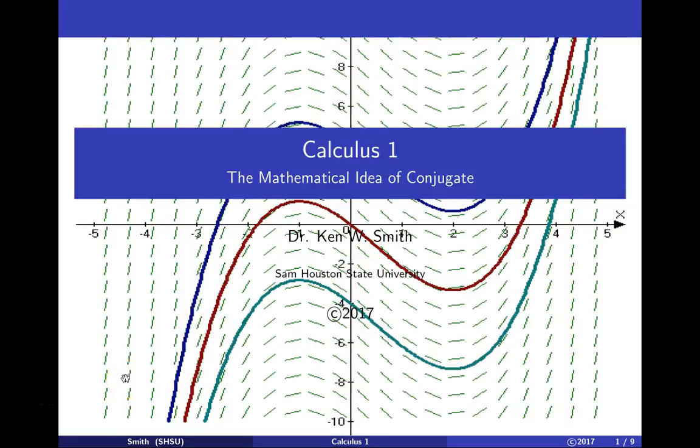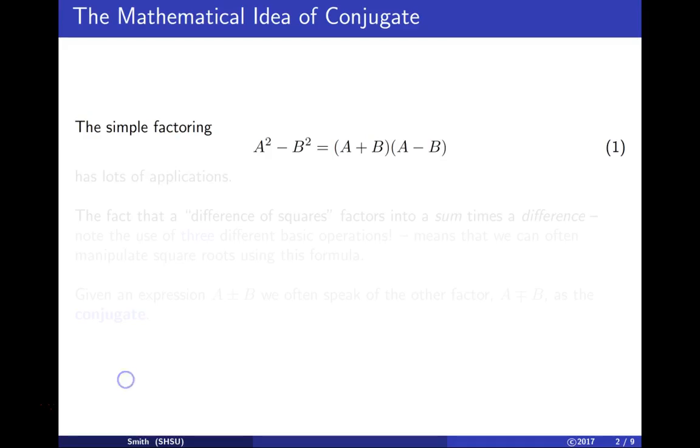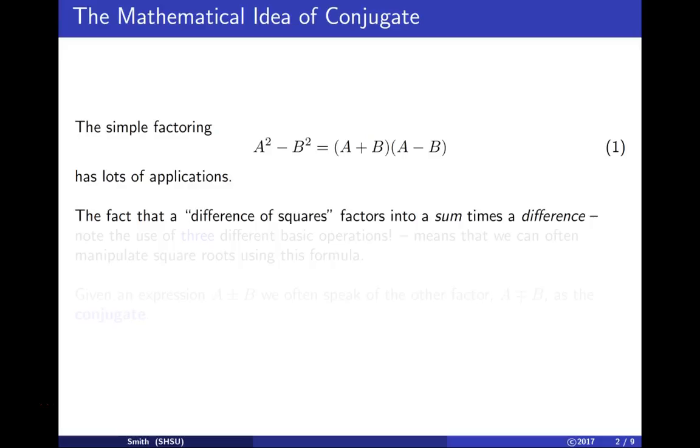In this short lecture, we explore the mathematical idea of the conjugate. The simple factoring a squared minus b squared is a plus b times a minus b has lots of applications. This is the so-called difference of squares formula. The fact that a difference of squares factors into a sum times a difference.